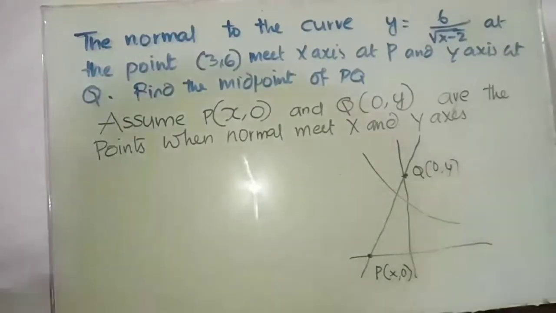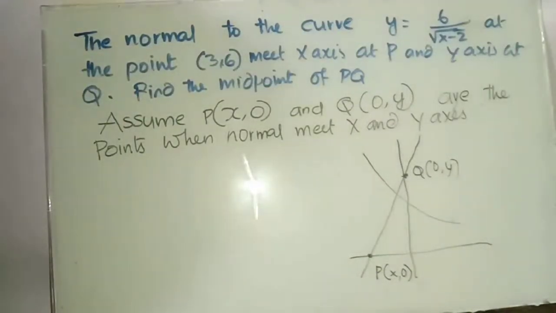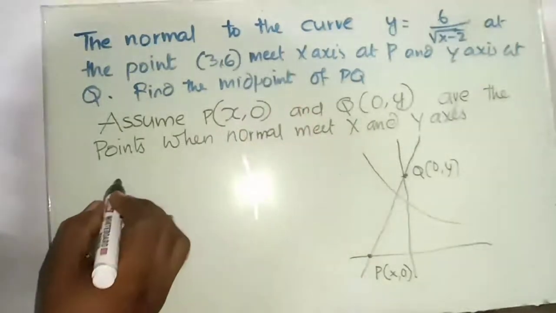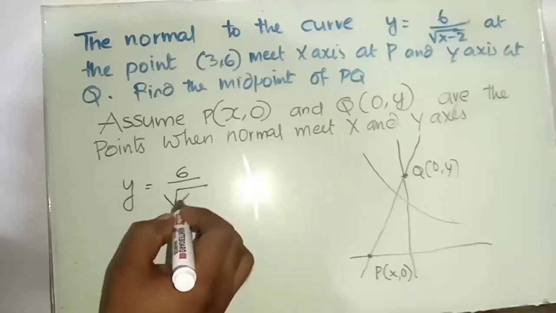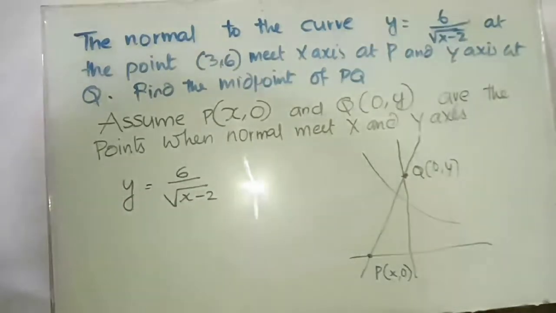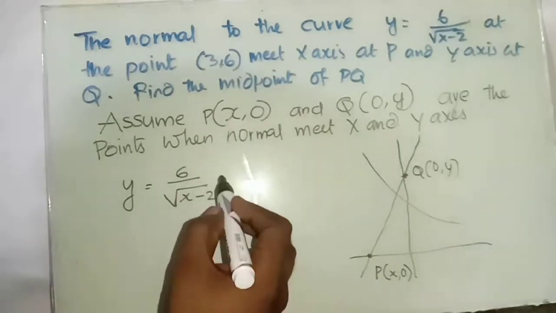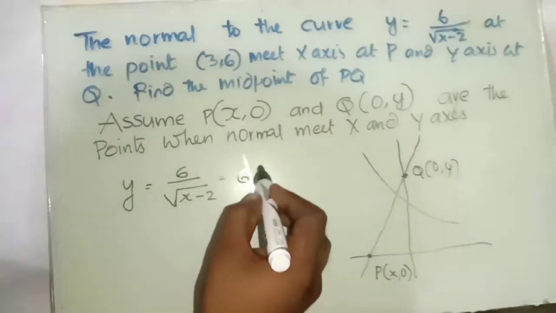Our next step is to find the equation of the normal. So let's find the equation of the normal using the curve y is equal to 6 by root x minus 2. If you differentiate it, before that let's make it in standard form.